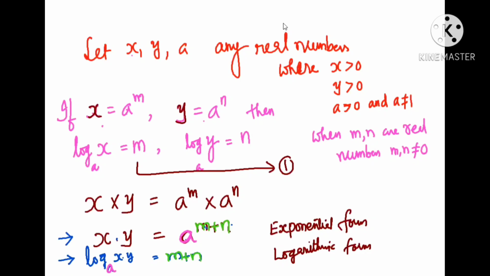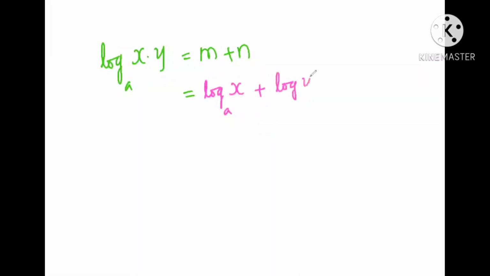Now logarithm of x into y to the base a is equal to m plus n. Then what is m? What is n? m is equal to logarithm of x base a. n is equal to logarithm of y base a. This is from the first equation or first result. So here logarithm of x into y base a is equal to logarithm of x plus logarithm of y. So here this is the proof of the product rule.